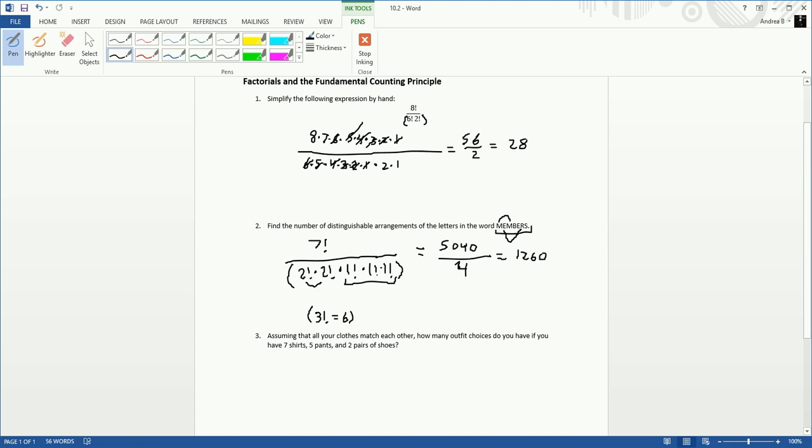And then for number 3, we have assuming that all of your clothes match each other. How many outfit choices do you have if you have 7 shirts, 5 pants, and 2 pairs of shoes? So this one is using that fundamental counting principle. So all that is you multiply together the number of shirts you have times the number of pants times the number of shoes to see how many outfit combinations you have, assuming that they would all match each other. So even just having that small selection there, you would have a total of 70 different outfit choices you could have, assuming that all of those matched.